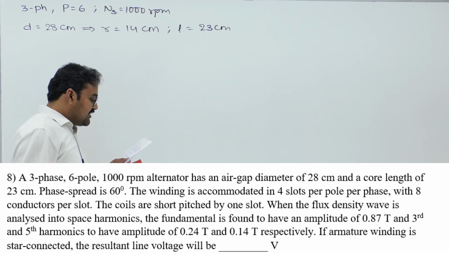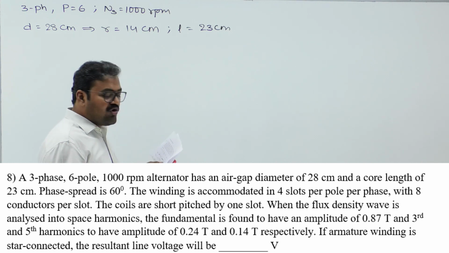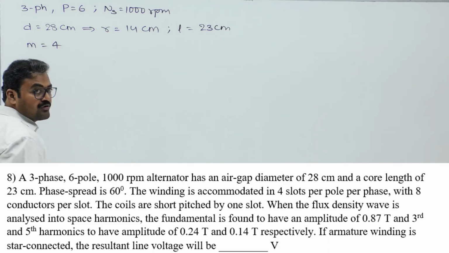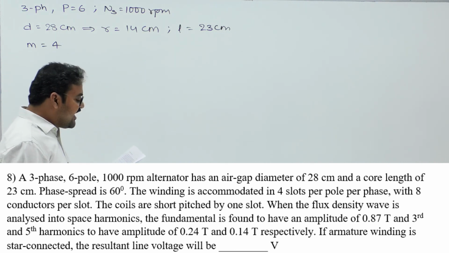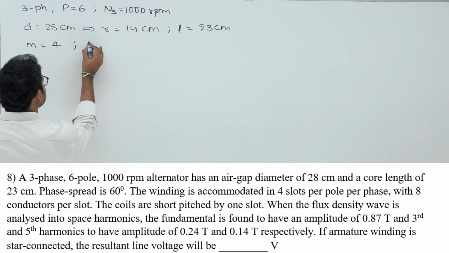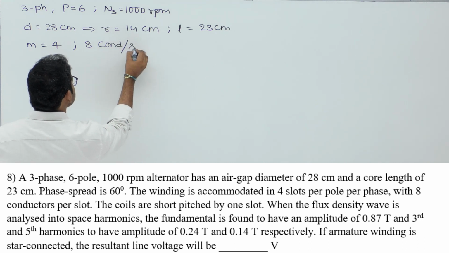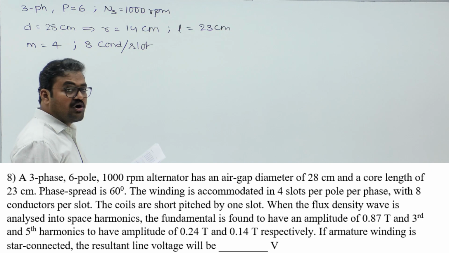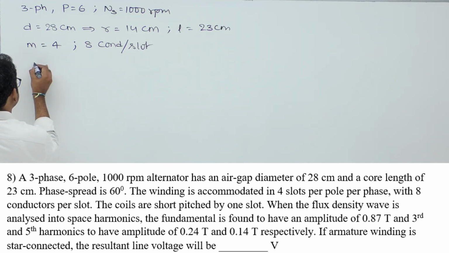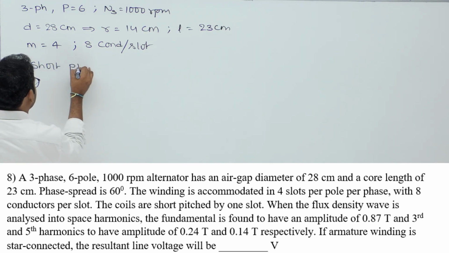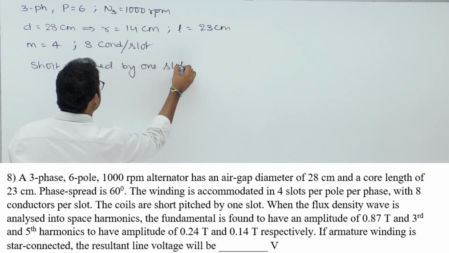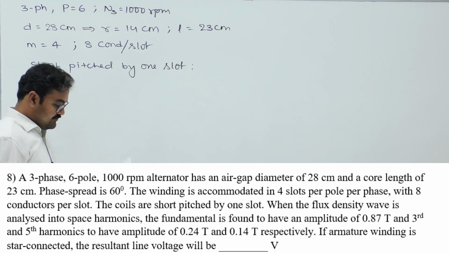Next thing, the winding is accommodated in 4 slots per pole per phase. That means m value is equal to 4. With 8 conductors per slot. Another information, 8 conductors per slot. Next, coils are short pitched by 1 slot. Short pitched by 1 slot. That means you can calculate what is the pitch factor.